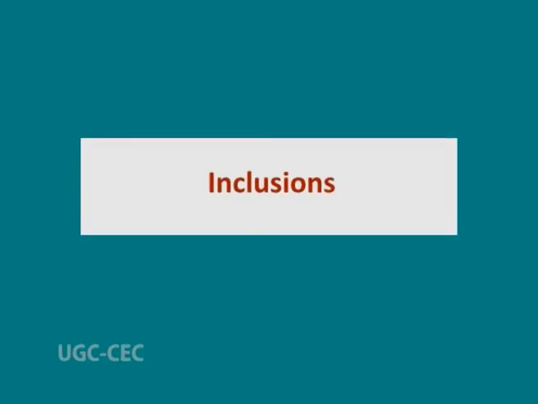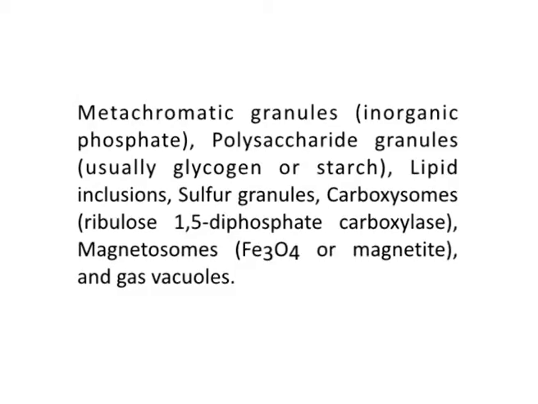The next are the inclusions. Inclusions are reserve deposits found in the cells, and some examples of prokaryotic cell inclusions found in bacteria are metachromatic granules or inorganic phosphate, polysaccharide granules usually of glycogen or starch, lipid inclusions, sulfur granules, carboxysomes containing ribulose 1,5-diphosphate carboxylase, magnetosomes including magnetite or Fe3O4, and gas vacuoles.